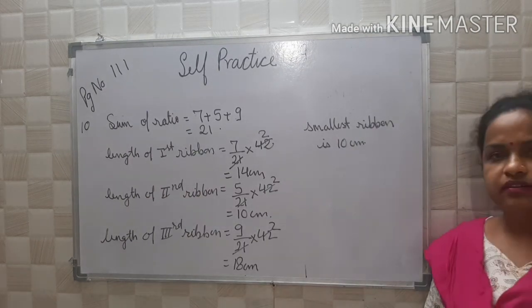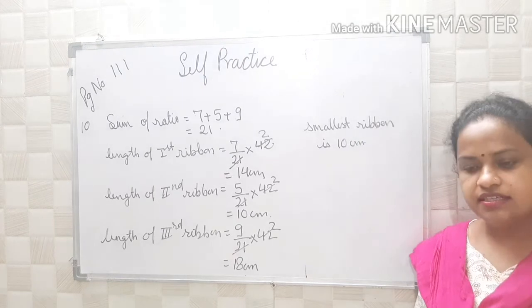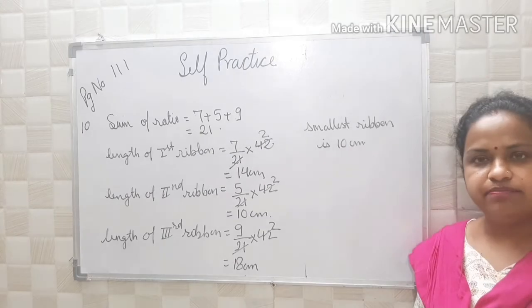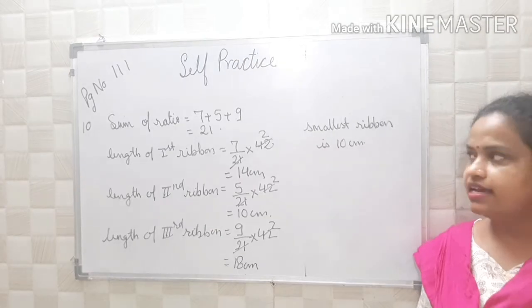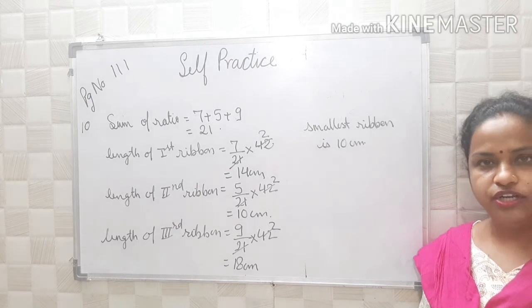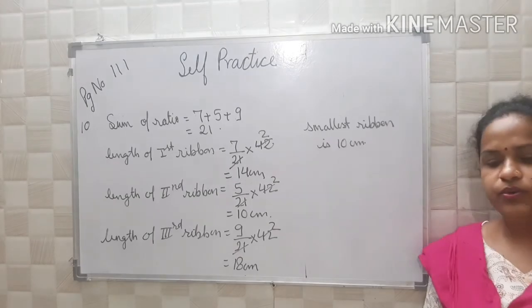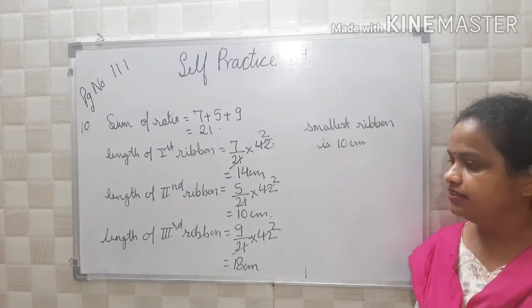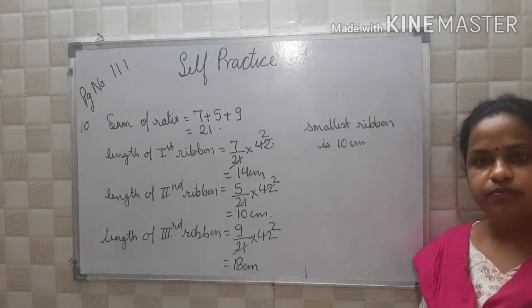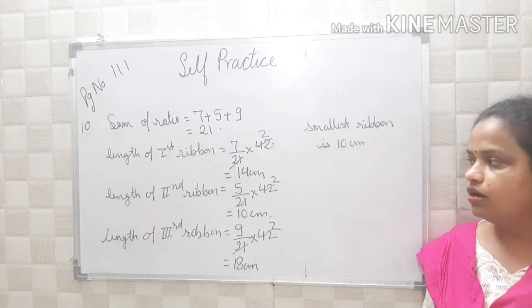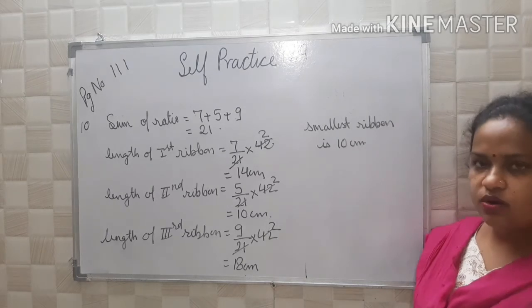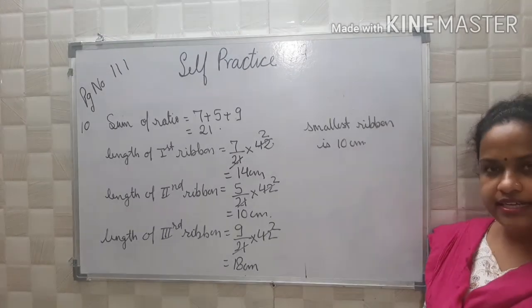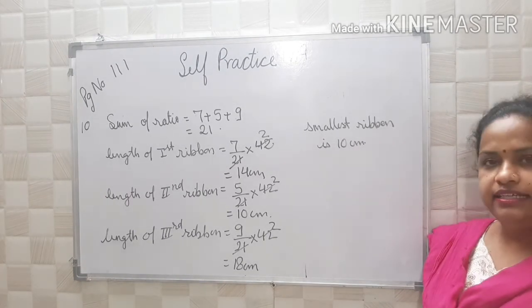Once more, firstly you will find the sum of the ratio, so that is 7 plus 5 plus 9. After that you will write length of first ribbon 7 upon 21 into 42. Then 5 upon 21 into 42. And third part 9 upon 21 into 42. Now 21 twos are 42, so the 21s will cancel out. Once you do that you will get 14 centimeter, 10 centimeter and 18 centimeter.